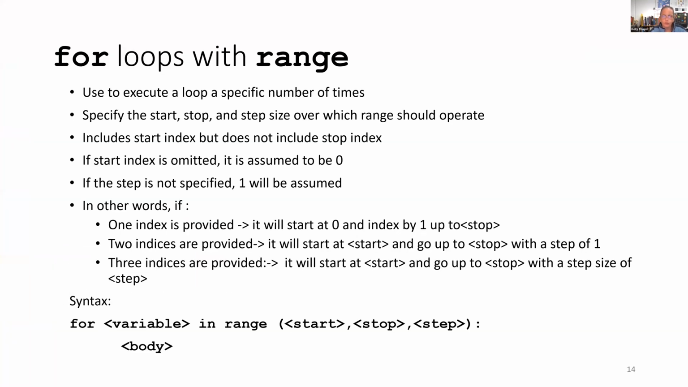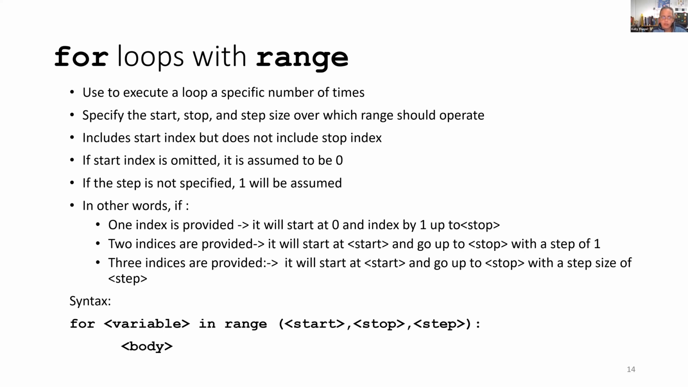You can use for loops with the keyword range. So we would write for some variable in range, and then we would specify what that range is. We would specify the start, the stop, and the step size over which the range should operate. It includes the start index, but not the stop index. So it goes up to, but not including, just like when we're doing slicing. If the start index is omitted, it will be assumed to be 0. If the step is not specified, 1 will be assumed.